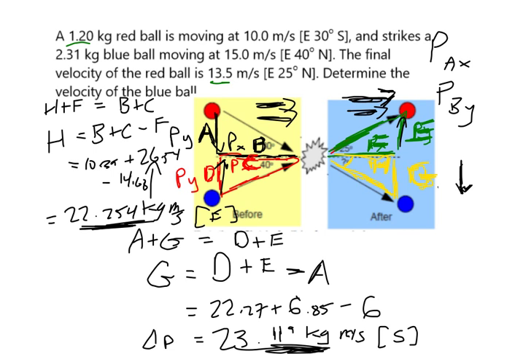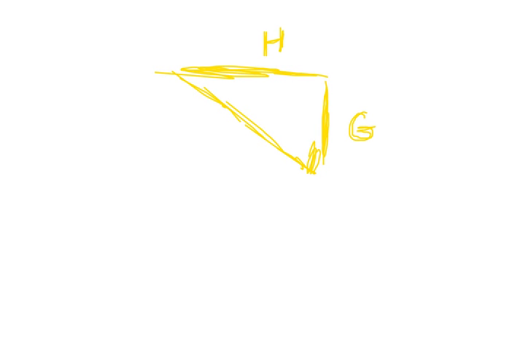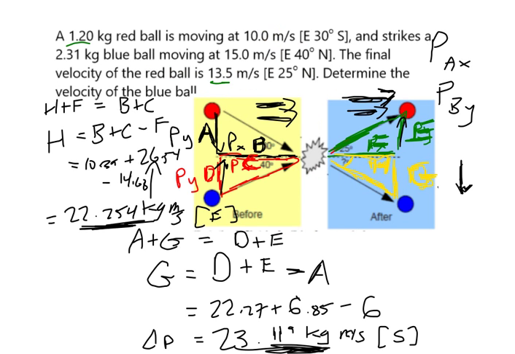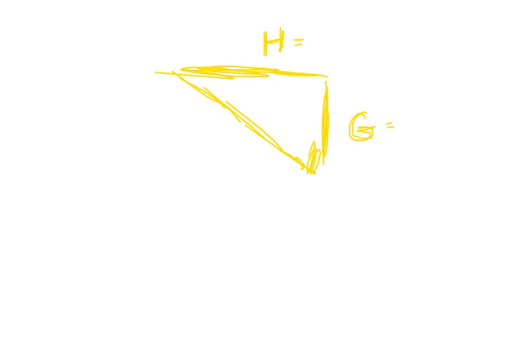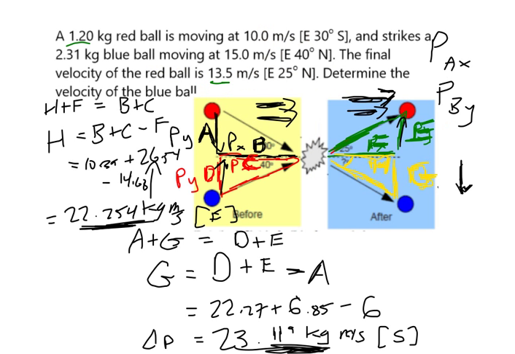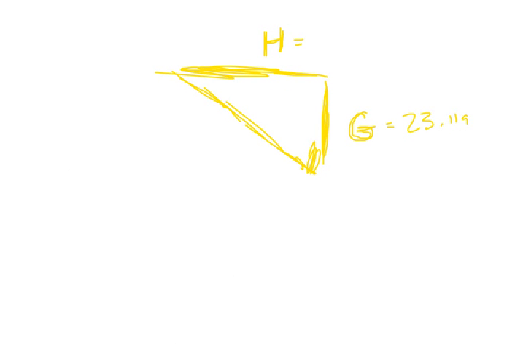Okay, I'm going to redraw that final triangle now. The one that's down here, I'm going to redraw that again. So that triangle is now looking like this. It was here, and here, and here. And I now know those values because it was G and H. G was on this side, the Y component. H was on this side, the X component. And I know those numbers now because we just solved them. G was 23,119. And H, someone said, was 22,254. Is that right? Yeah.